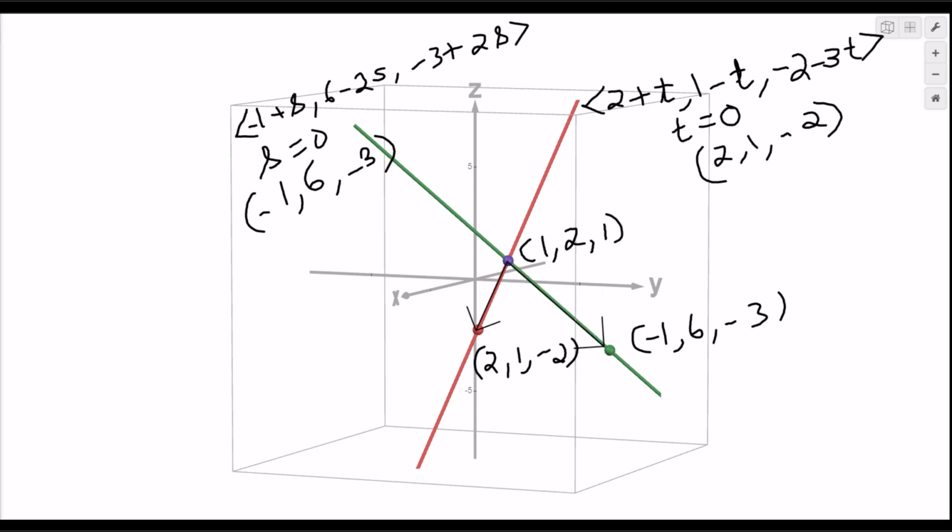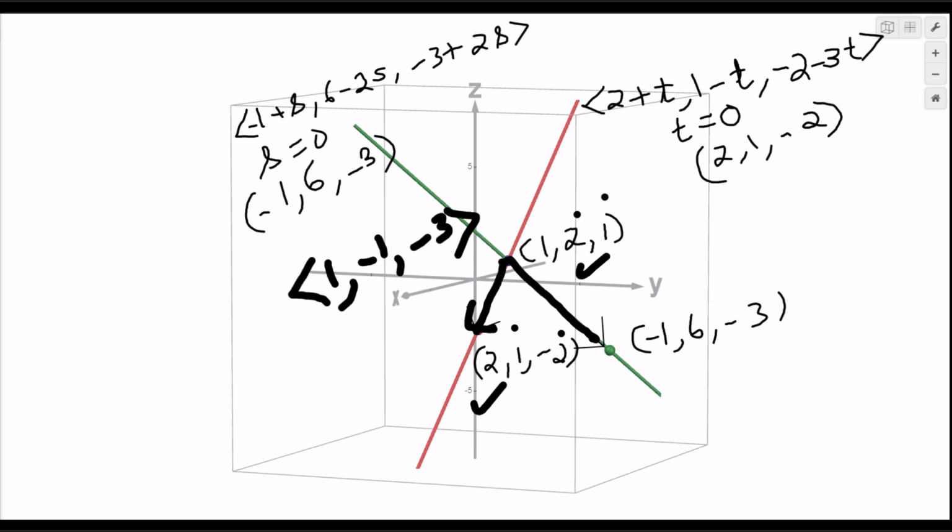The components of this vector we can get by just using the coordinates of these points. That will give you 2 minus 1, that is 1. Now we will look at these two: 1 minus 2 would be -1... 1 minus 2 is -2... then -2 minus 1 would be -3. And for this vector, we go -1 minus 1, that is -2, 6 minus 2 is 4, and -3 minus 1 is -4.